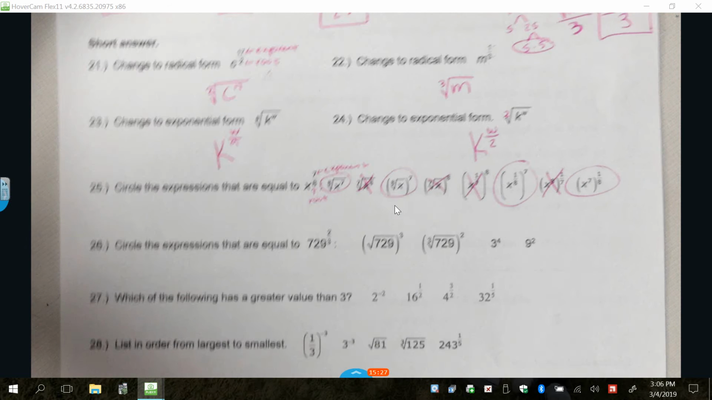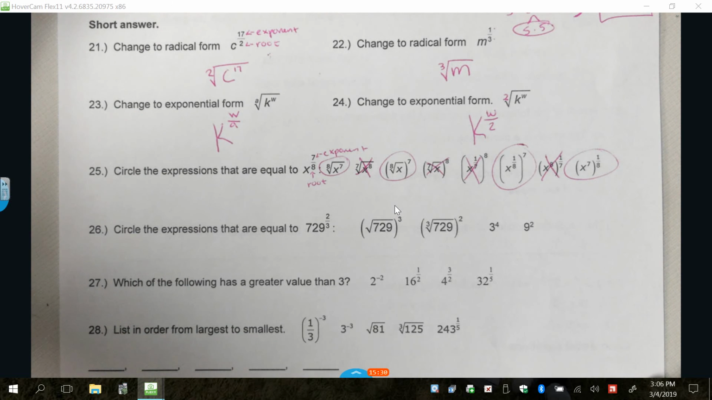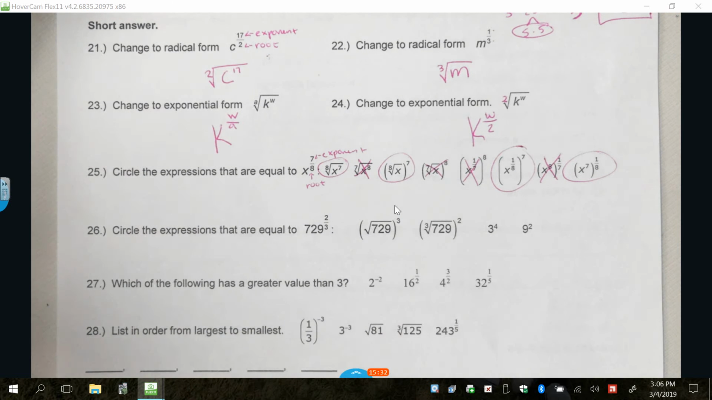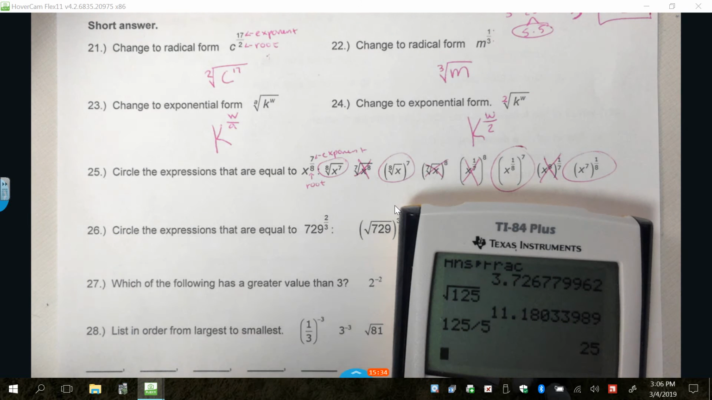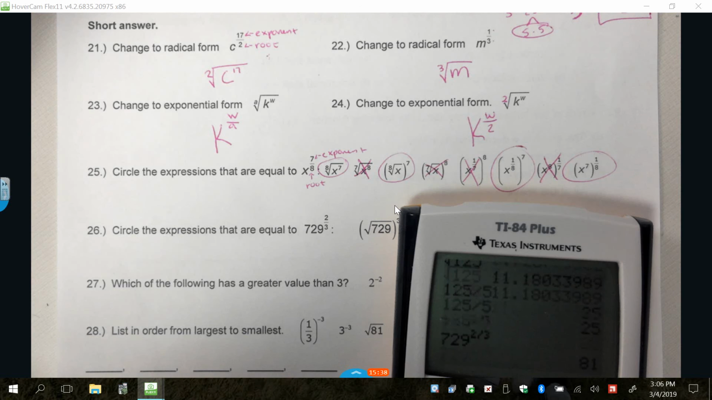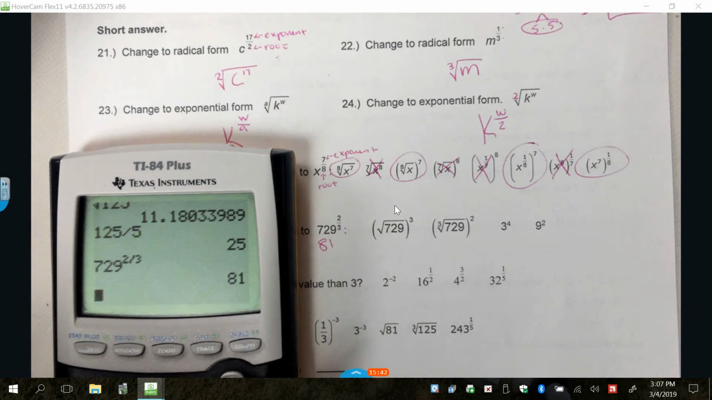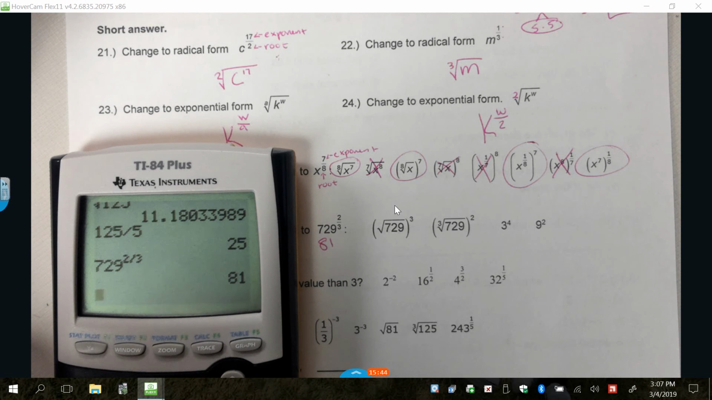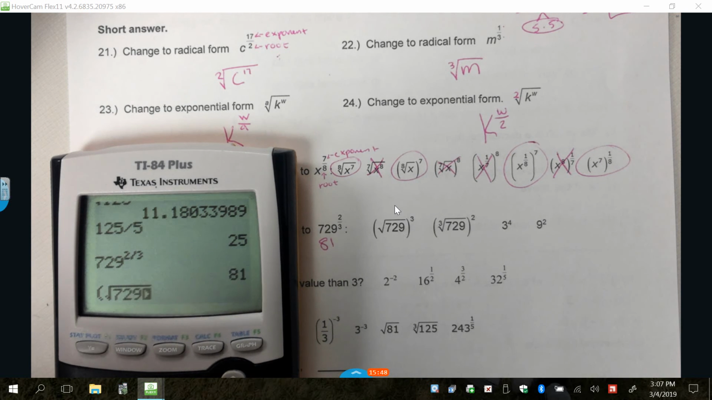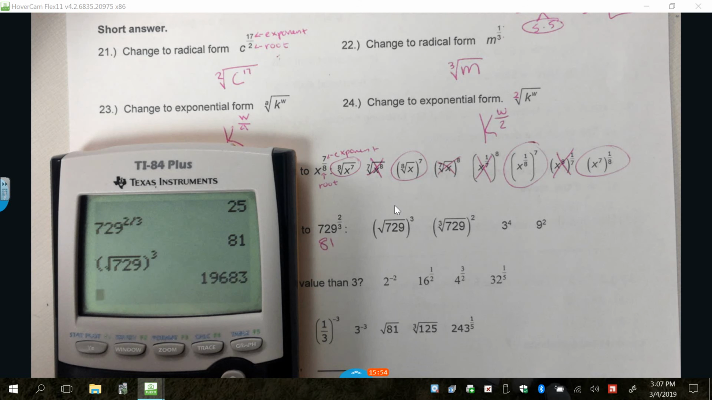Okay, so look at 26. It says circle the expressions that are equal to. Guys, this is a calculator problem. So 729 to the 2/3 power is 81. So this equals 81. So we can check these. Square root 729 to the 3rd power does not equal that. So that is not your answer.